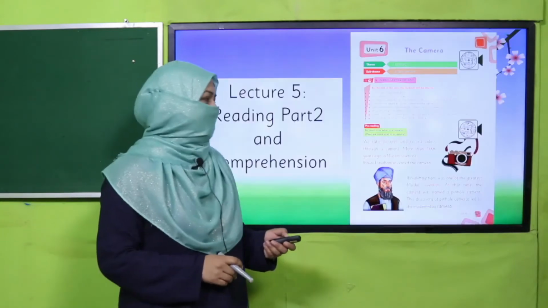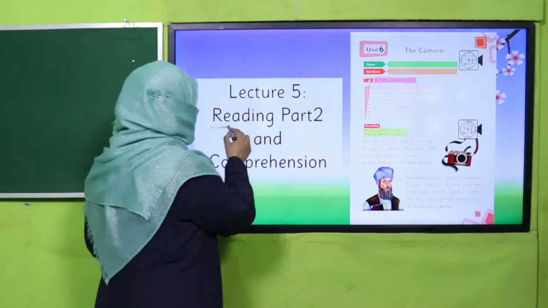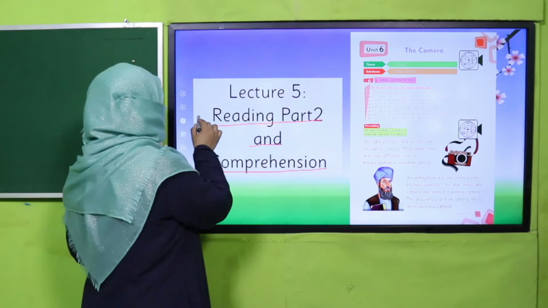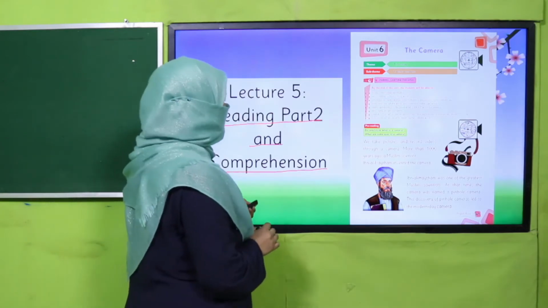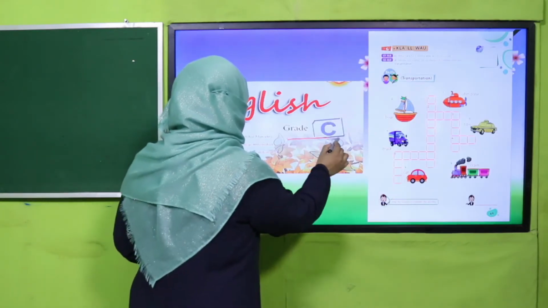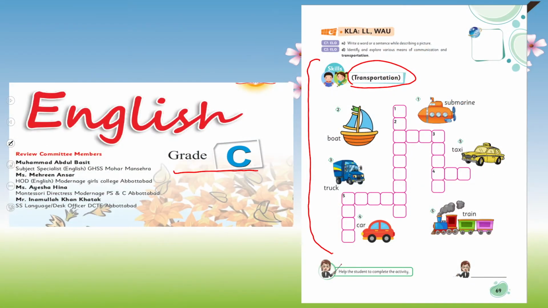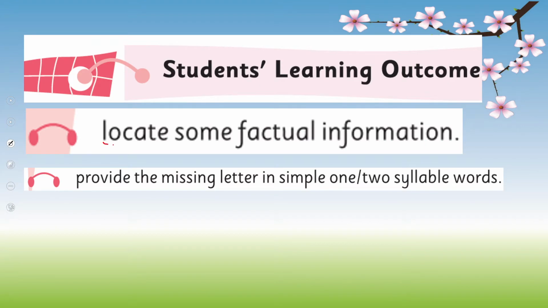Yes, my dear students, today we'll complete the reading and comprehension of this unit. One part we did yesterday of reading, and today we'll complete the reading. Before this, in English for grade 1, you have learnt about transportation and you have discussed different vehicles. So, on the same concept, we are going to learn to locate some factual information, provide the missing letter in simple 1 or 2 syllable words. These are our today's SLOs.